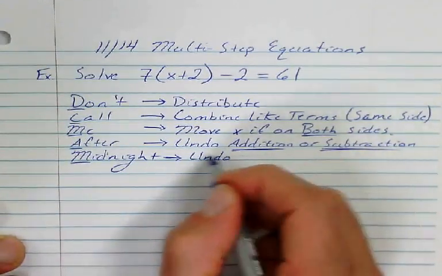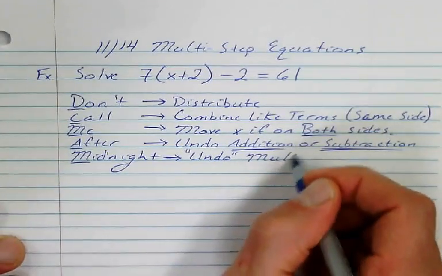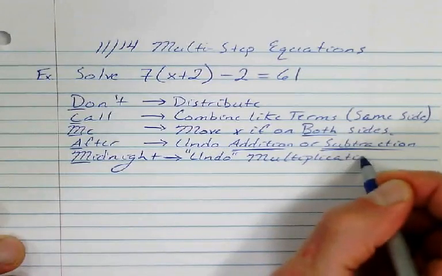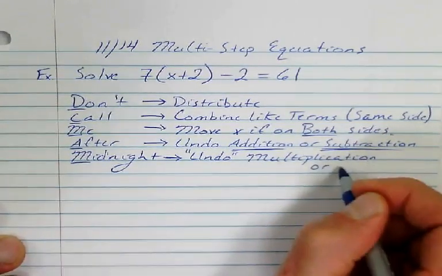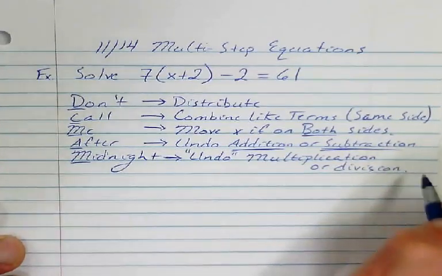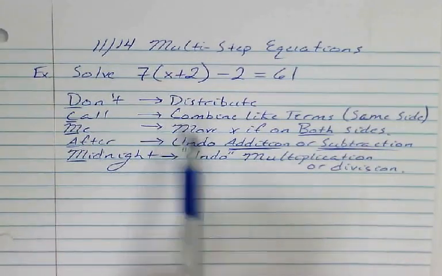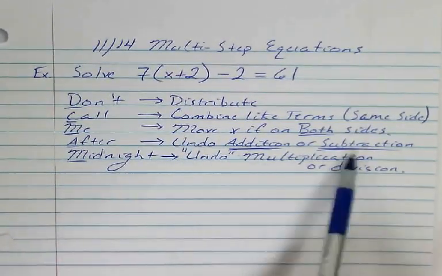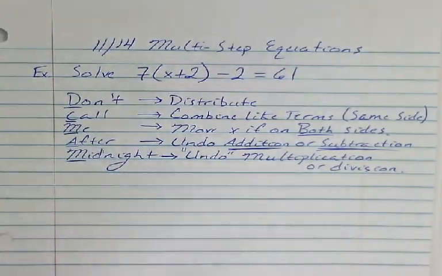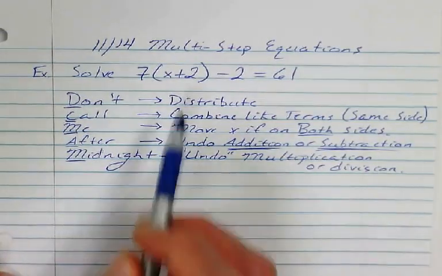So undo, that's inverse, multiplication or division. All right, so don't call me after midnight. Distribute, combine, move, add or subtract, multiply or divide. This works for most equations. Not every equation. I'll show you guys some outliers. But for this one it does work.